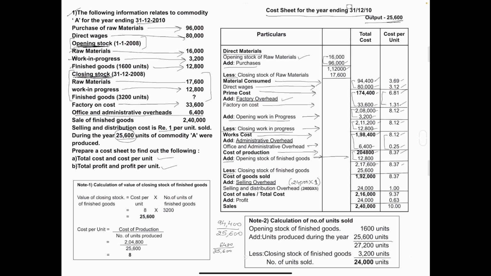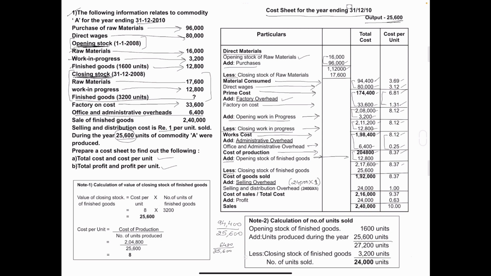Less closing stock of finished goods. See the closing balance. Closing stock of finished goods amount they have not given. Units they have mentioned, 3,200 units, but the amount they have not mentioned here. So we have to calculate the value of closing stock of finished goods.